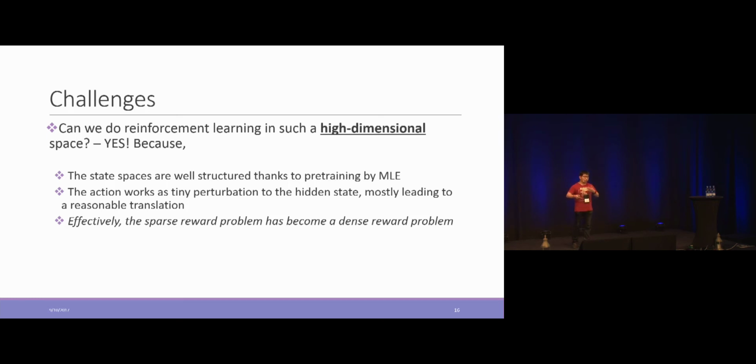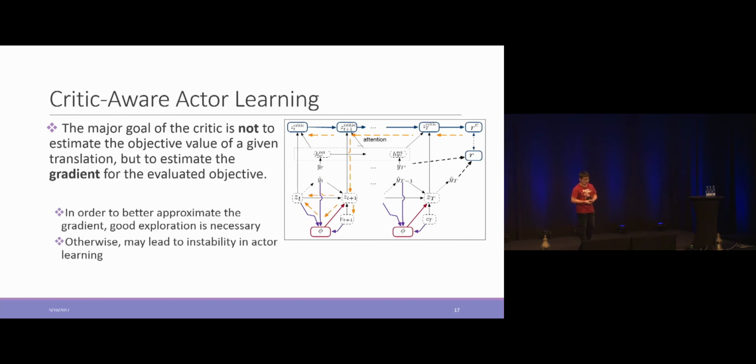However, even when we do this, the searching space didn't shrink. It's still a very difficult searching and optimizing problem. So on top of that, we further use techniques to make it stable. Here we propose a method called critic-aware actor learning. Before we talk about that, we need to think back. The major goal of the critic actually is not to catch up with the output of the reward.